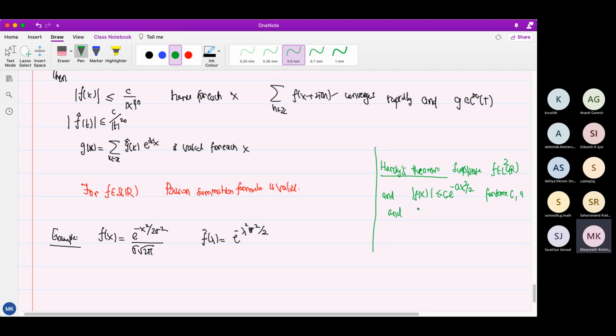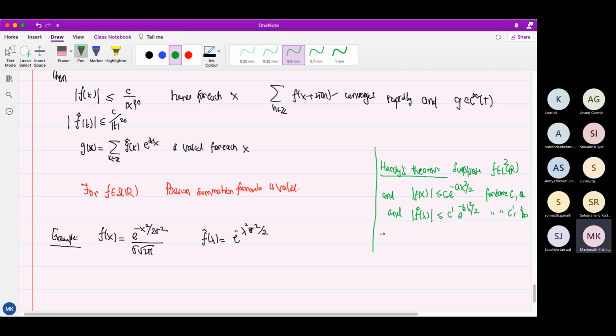But f hat also decays fast, like a Gaussian, maybe with a different constant times b lambda square by 2 for some c dash and b. So here it is a and b. For example, for the Gaussian itself, a we can take to be 1 by sigma square and b is sigma square, right? That's how we have.